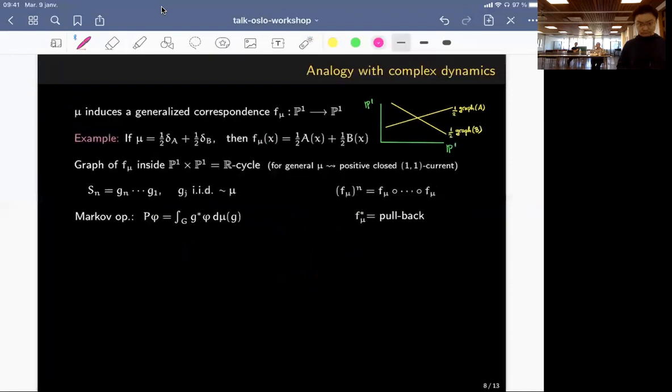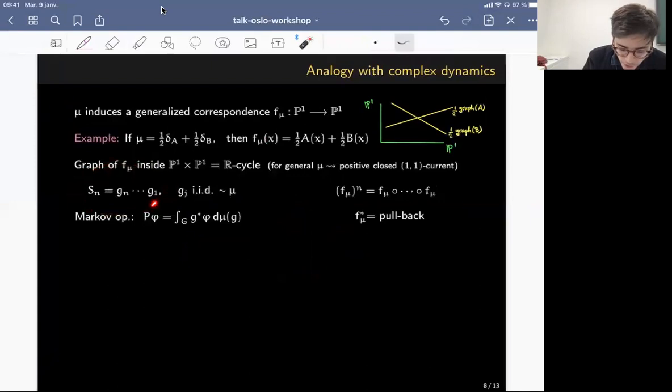Under this analogy, we are in a very good situation, because the random products that we want to study, G1 up to Gn, correspond under this dictionary exactly to the iteration of this generalized correspondence. So we are in the realm of iterations, not of maps but of correspondences, for which there is some theory that is somewhat well understood. We can see this as an iteration problem from complex dynamics. And the Markov operator that I introduced before, this averaging operator, corresponds exactly to the pullback by this map. So studying its spectrum is just studying the spectrum of the pullback, okay?